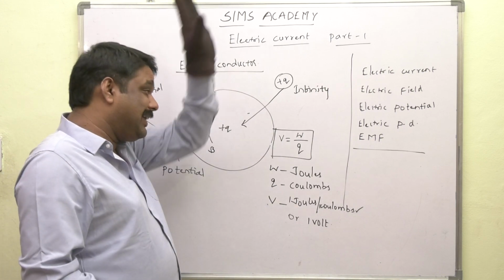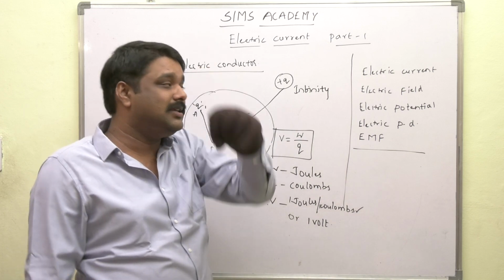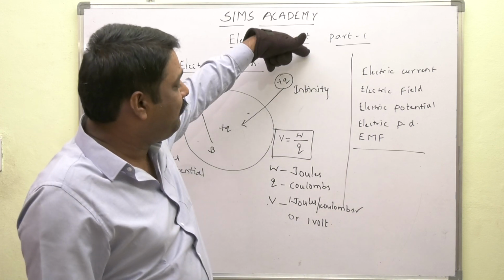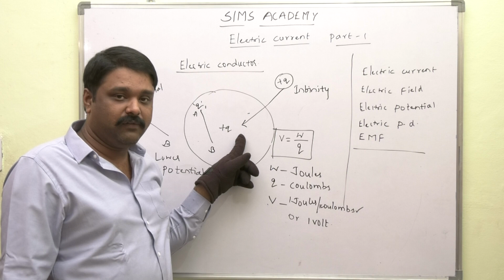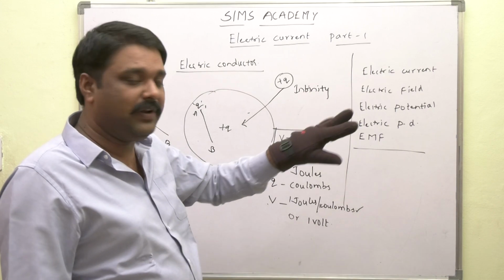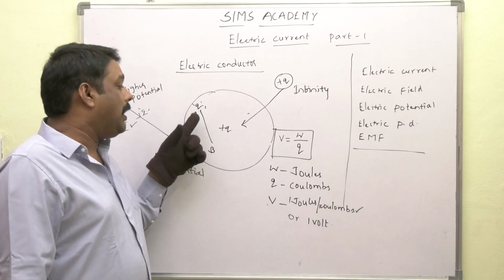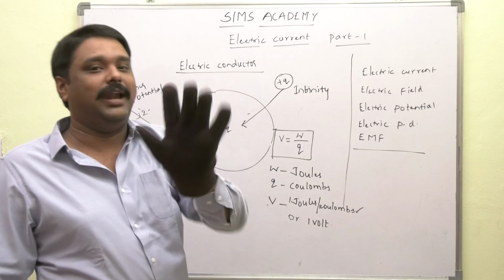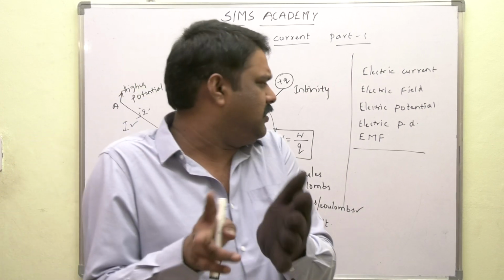charge. But in case of electric potential, we are bringing the charge from somewhere at infinity to a point in an electric field. But in case of electric potential difference, we are bringing the charge from one point to another point inside the electric field. That is the small difference between these two.